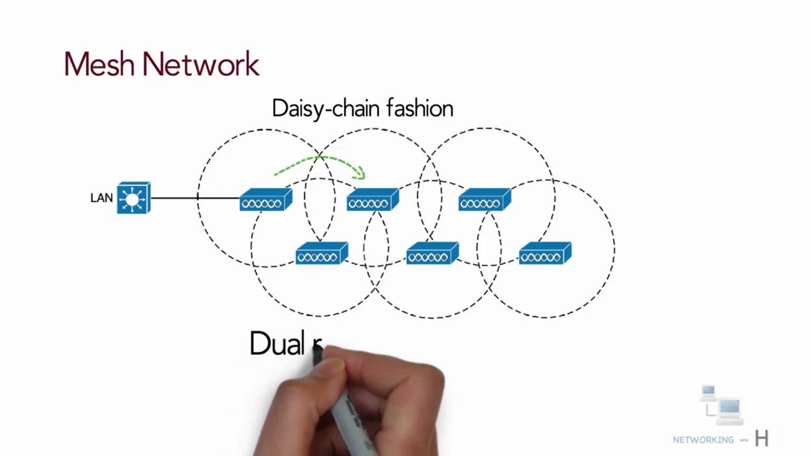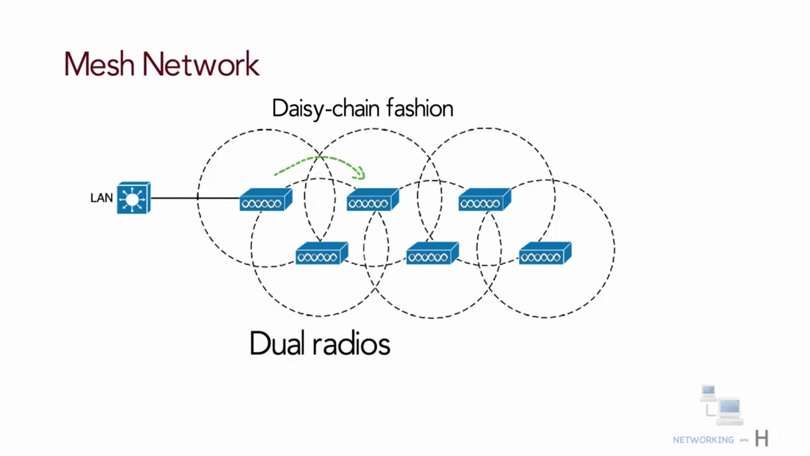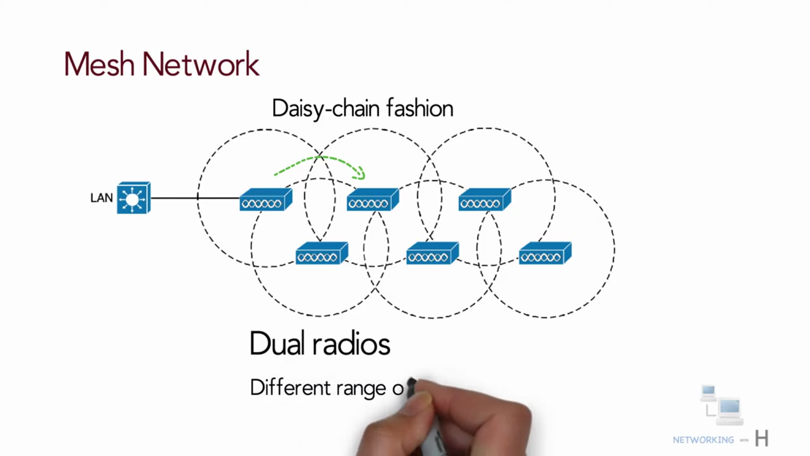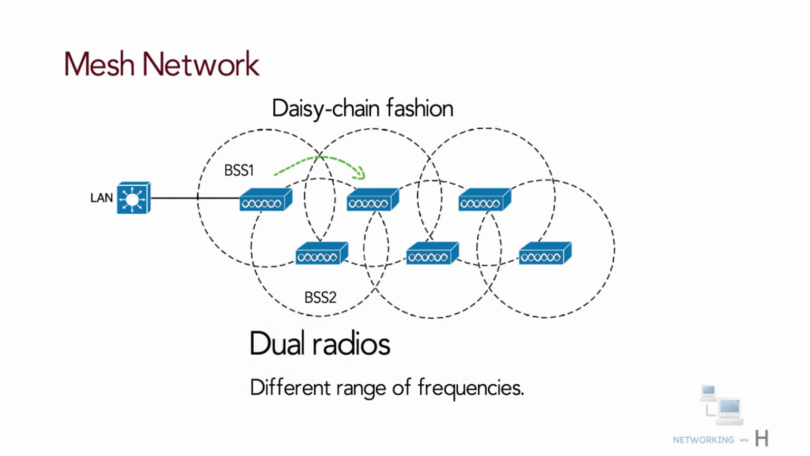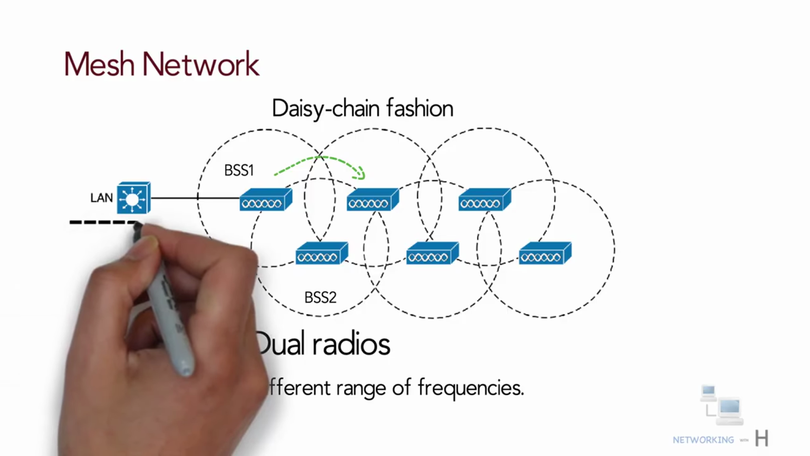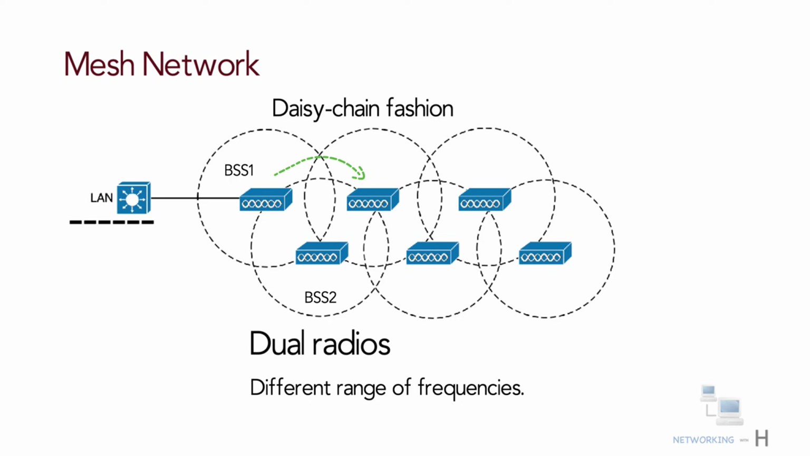Mesh access points can leverage dual radios and both radio channels using different ranges of frequencies. Each mesh access point contains a BSS on one channel with which wireless clients can associate. Client traffic is then usually bridged from one access point to another access point over other channels. At the edge of the mesh network, the traffic is bridged to a wired LAN infrastructure.